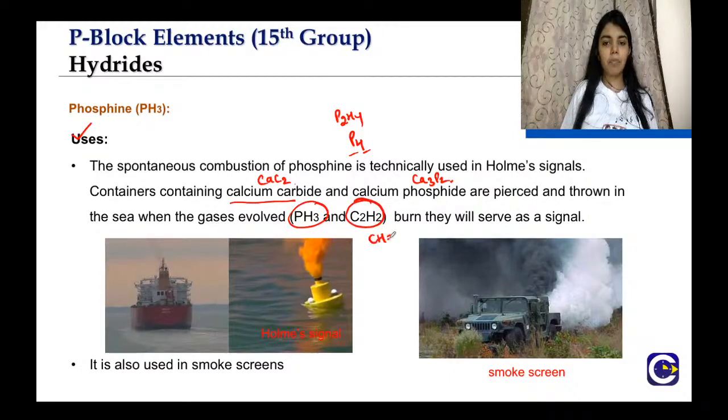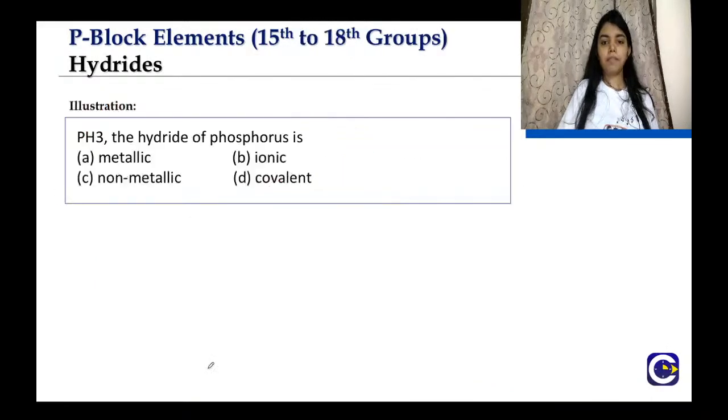That is CH triple bond CH, right? So due to the combustion, they form such colors, which act as a signal for the ships, known as Holmes signal. And here also, the military uses smoke screens to fool people around. So they are known as smoke screens. Phosphine is also a gas that is used in the smoke screens by the military to fool the enemies.